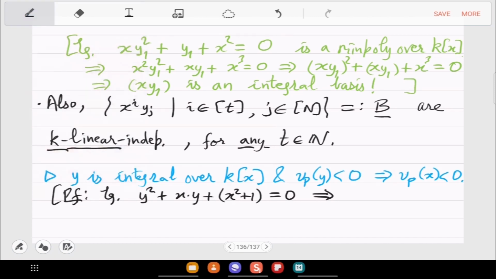So if the valuation of y is negative, what does it mean? I want to deduce that x also has negative valuation. This simply follows from the fact that you see four monomials, y square, xy, x square and 1, and their sum is 0, right? So the y square valuation has to be equal to one of the other three valuations. Vp of y square is equal to Vp of one of the other three.